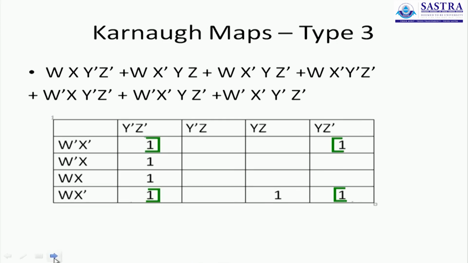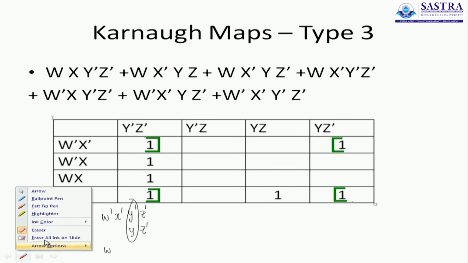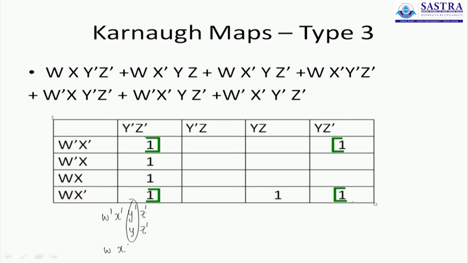And when I write the corners, I'll have w bar, x bar, y bar, z bar with w bar, x bar, y, z bar, which means y can be eliminated. And I also have w bar, x bar with w, x bar, z bar, which means w bar also can be eliminated. So I'll be left only with x bar and z bar. So x bar z bar is the second term.